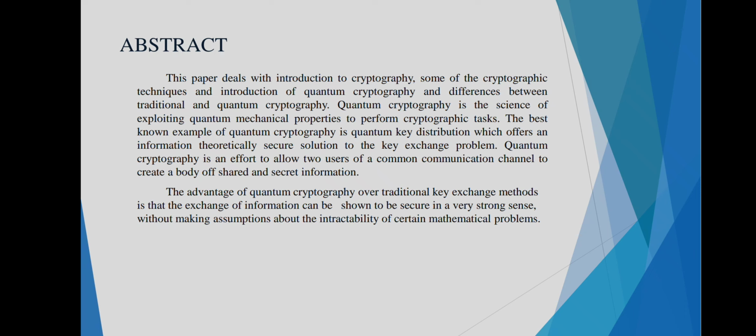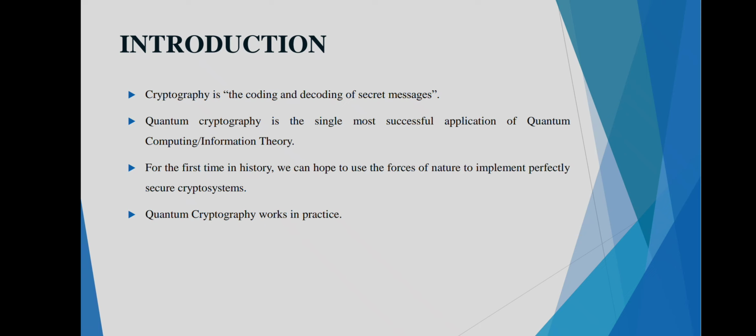Introduction. We have discussed that cryptography is the coding and decoding of secret messages. Communication takes place between a sender and receiver, and there must be certain protocols and a medium to communicate. For transferring a message from sender to receiver, we must ensure that the message is not viewed by any third party, or that it is as secure as possible.